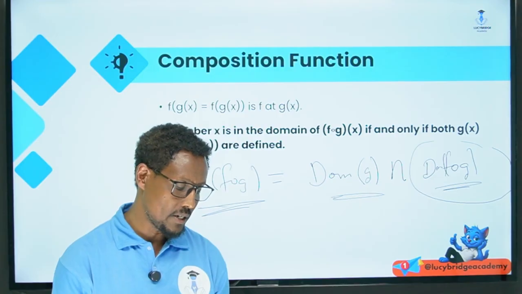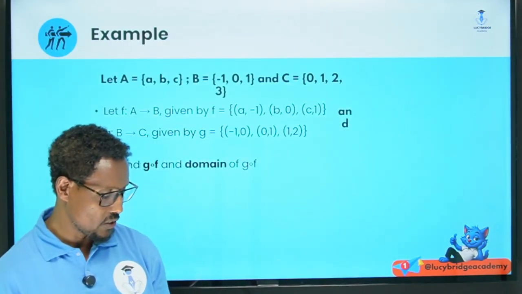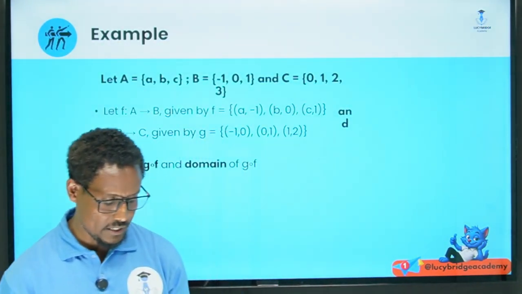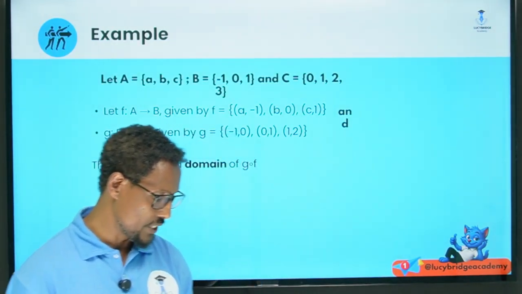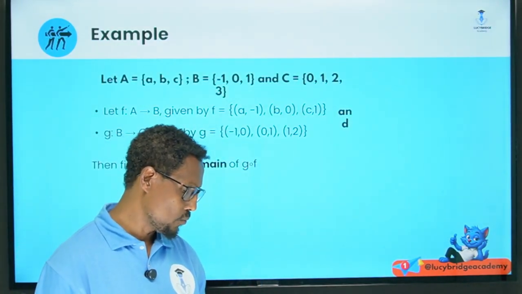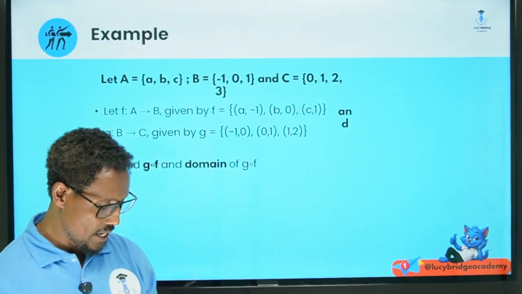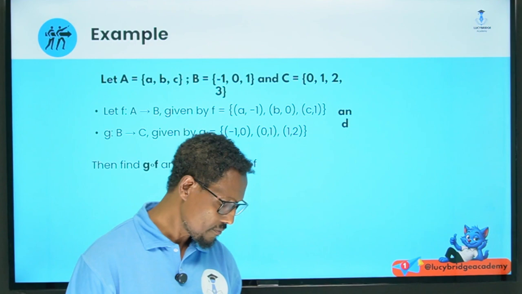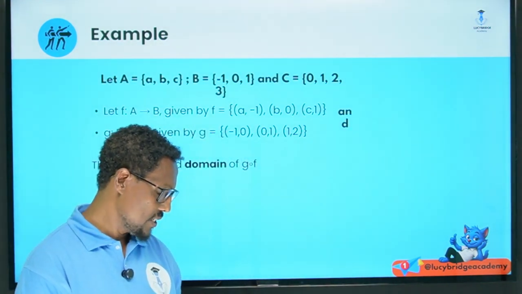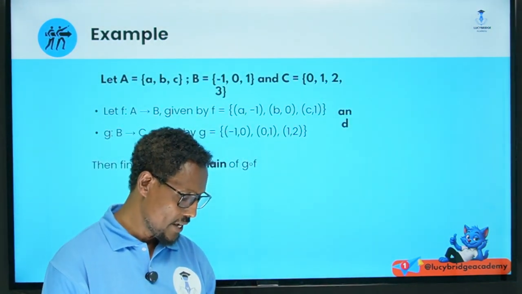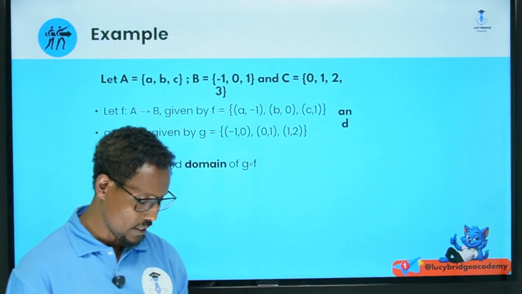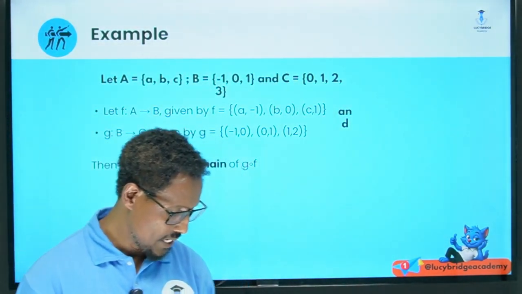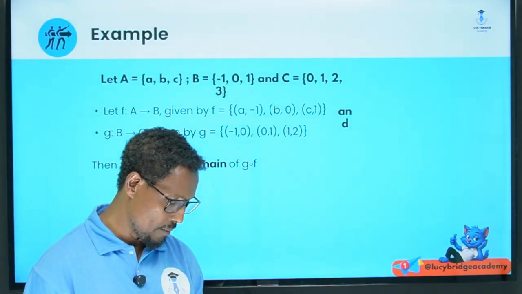Examples እና በጣም ቀላል ይሆናል እናያለን ወደፊት። Let A is equal to {a, b, c}, B is equal to {-1, 0, 1}, and C is equal to {0, 1, 2, 3}. Let f be from A to B given by f equals {(a, -1), (b, 0), (c, 1)}. Again, g is a function from B to C given by g equals {(-1, 0), (0, 1), (1, 2)}. Then find the graph and domain of g circle f.